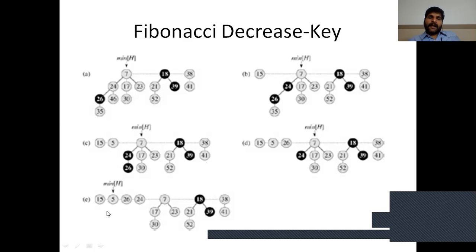After applying, we check the minimum value of the root. So the minimum value of the root equal to 5. So Fibonacci heap min h is 5. This is the process of Fibonacci heap decreasing key.